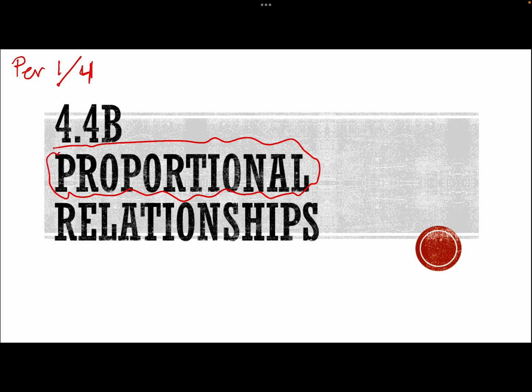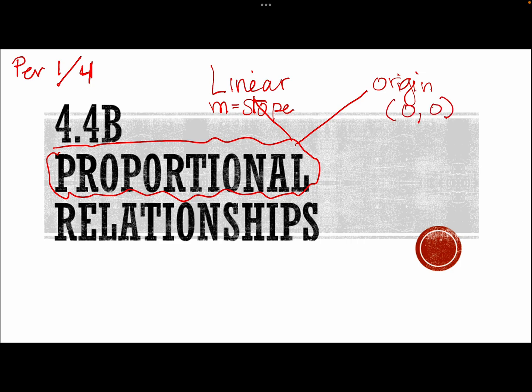To be proportional, you got to be 2 things. You got to be linear, which means you have a slope. M equals the slope, right? And you have to be through the origin. Linear and through the origin. Those 2 things have to happen.